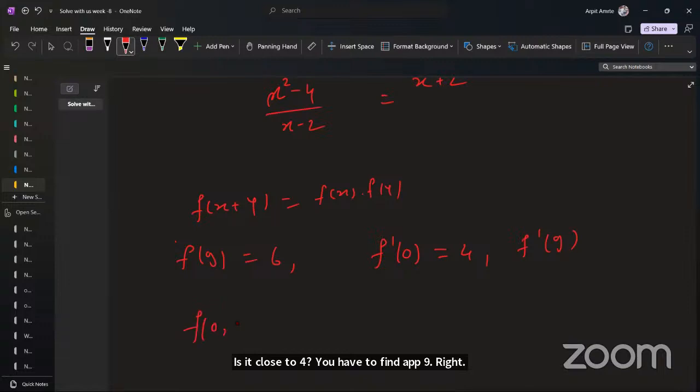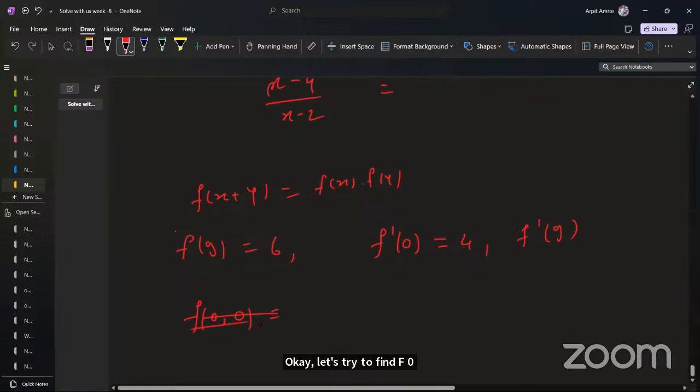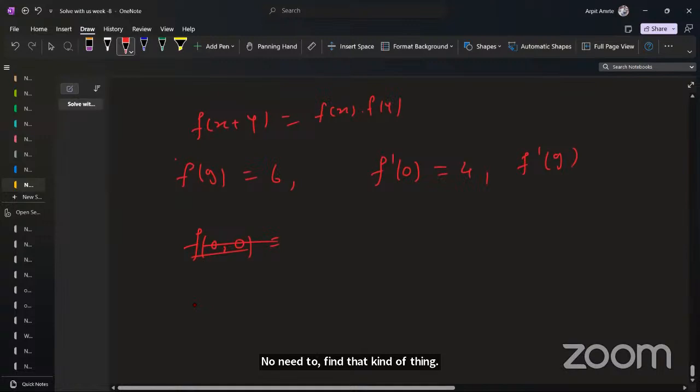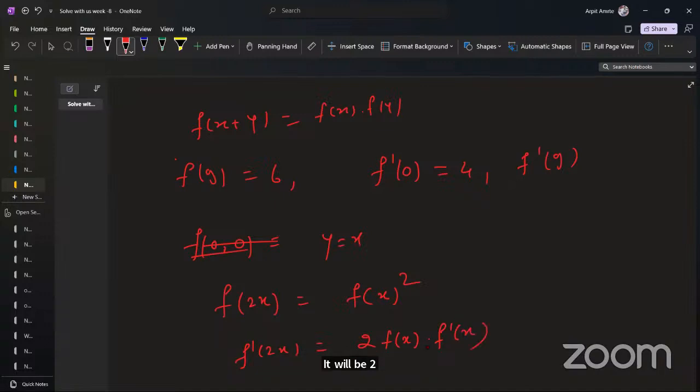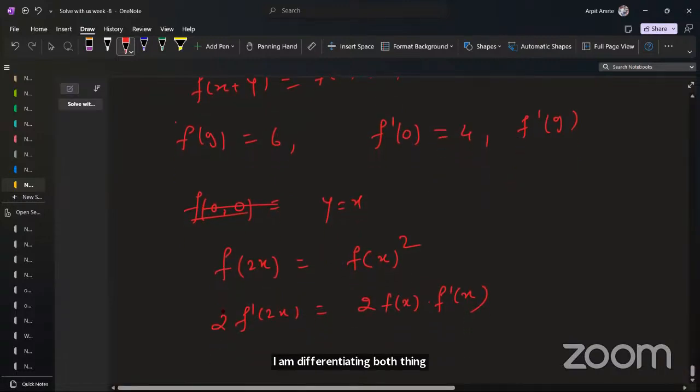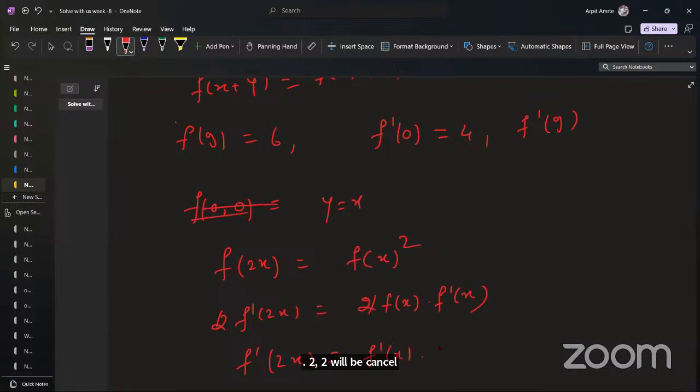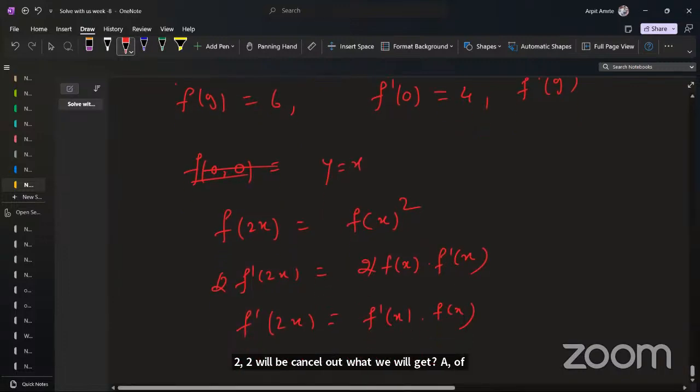Okay, let's try to find f(0). If I put y = x here, what will it be? f(2x) = f(x) squared, right? What will be my f'(2x)? It will be 2f(x)·f'(x), as I am differentiating both sides. The 2 will be cancelled out. What will we get? f'(2x) = f'(x)·f(x).